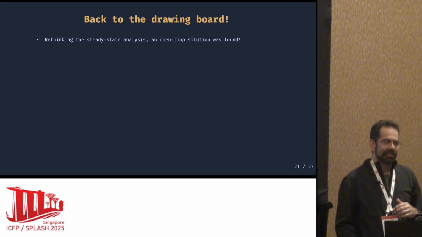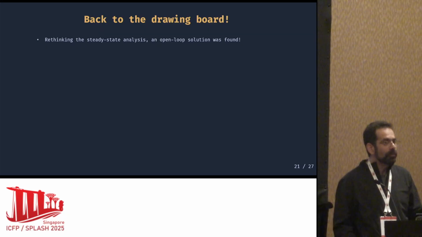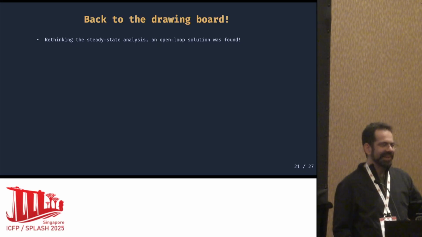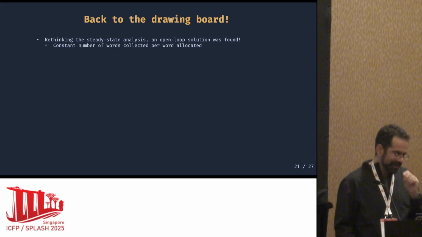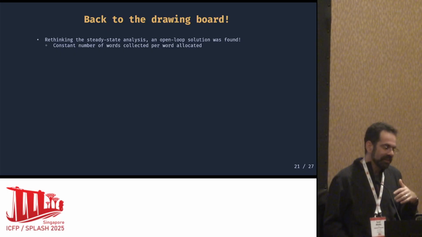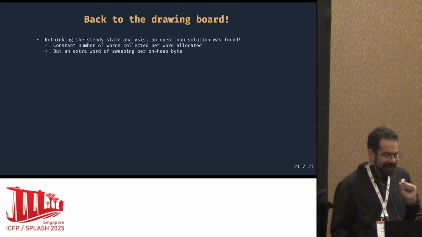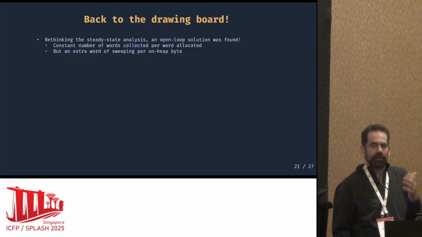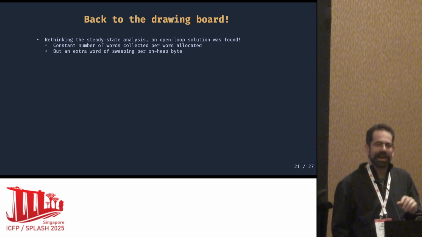And to everyone's surprise, there was a really nice solution, and it was an open loop solution for both parts, which I just want to emphasize, we know no good reason why this had to be true. It's just the math kind of worked out, things canceled, and you ended up with a nice solution. It kind of makes sense. You ended up with a constant number of words collected per word allocated. But notably, there's an extra word of sweeping when something is on heap, which makes sense because you don't actually need to sweep the off-heap stuff, right? So there was no quite reason for it to work out this nicely, but the end result is kind of coherent.